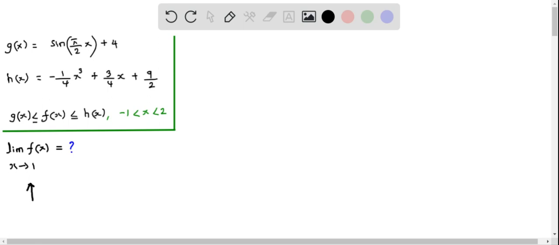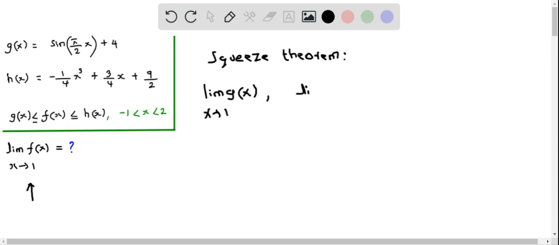So first, we are going to determine if we can apply the squeeze theorem here. So for that, I need to evaluate the limits. That is, the limit of g of x as x approaches 1, as well as the limit of h of x when x approaches 1. And I need to check if these two limits are approaching the same value.